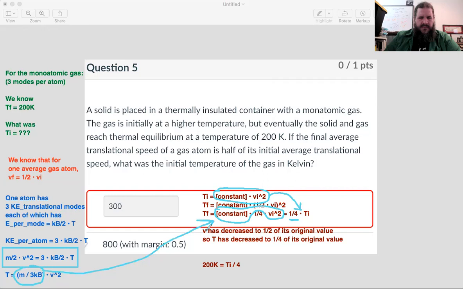Oh, okay, I see. But the important thing is in this whole equation, the m over 2 times speed squared equals 3 times Boltzmann's constant over 2 times temperature, the idea that the usual formula for kinetic energy equals the 3 kinetic energy modes for one atom times the energy per mode. In that equation, the only things that are changing from initial to final are speed and temperature. So everything else is just a constant multiplier. We don't really need to worry about which constant multiplier it is because we're not really looking at what the actual values are. We're just looking at how much they're changing.